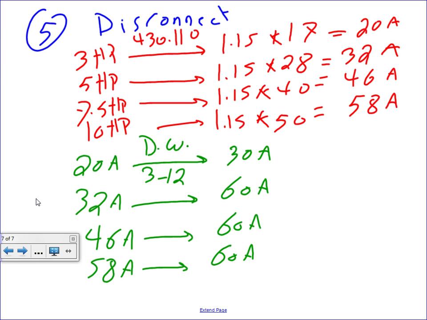All right, let's do 2 more and we're done. Number 6. Number 6 is feeder conductors. Now we need to size.